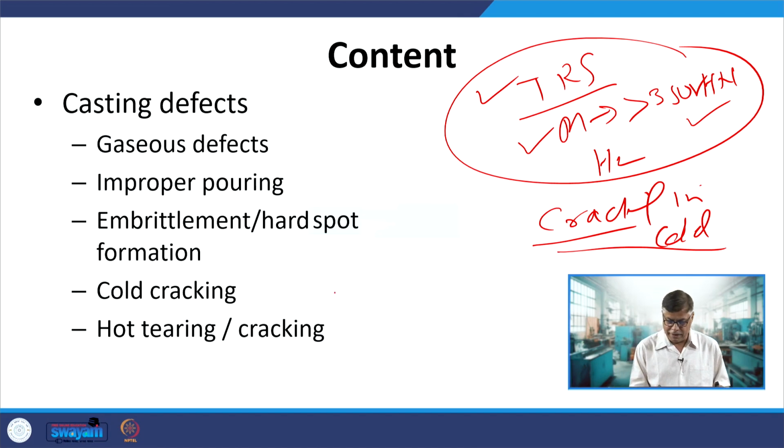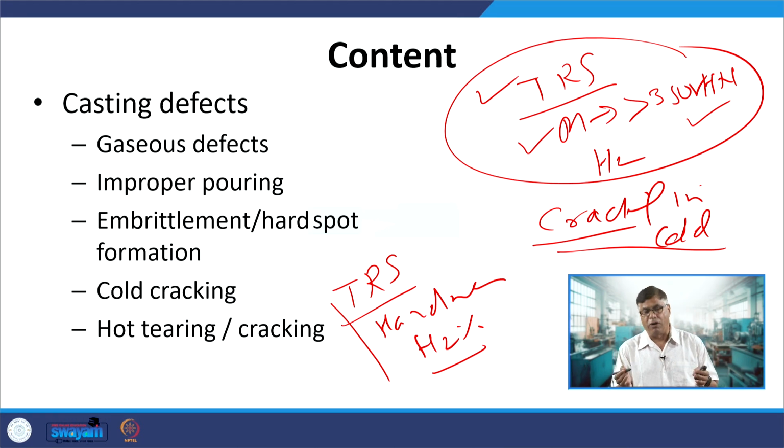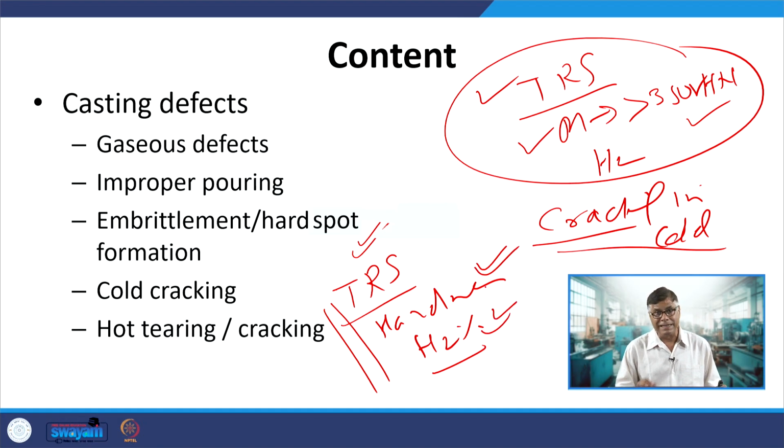So, depending upon the magnitude of the residual tensile stresses, the hardness, or the amount of hydrogen therein, cracking can occur immediately after casting, or it can take really long for cracking to occur. Therefore, it is very important that the residual tensile stresses are minimized, hardness is reduced, and the hydrogen content in the casting is minimized.